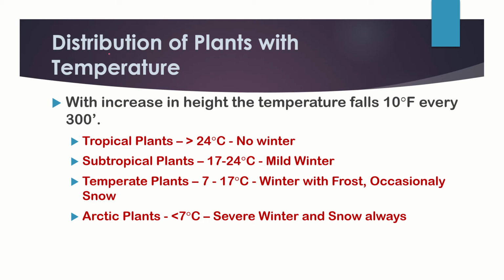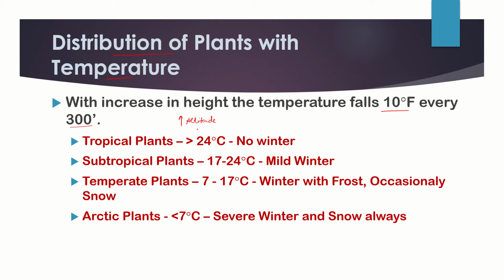So our topic for today is the climatic factor temperature, and the topic under this is distribution of plants, how plant distribution is affected on the basis of temperature. It has been seen that with increase in height, so when we are talking about altitude, the temperature decreases. And what is the correlation? With every 300 feet of height, the temperature decreases by 10 degrees Fahrenheit.